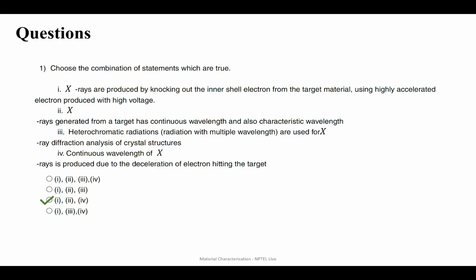Whereas the other statements are correct. X-rays are produced by knocking out inner shell electrons of the target material, which is correct. X-rays generated from the target will have both continuous and characteristic wavelengths, which is also correct. And continuous wavelength X-rays are produced by deceleration of electrons hitting the target, which is also correct. Only the third statement is incorrect.